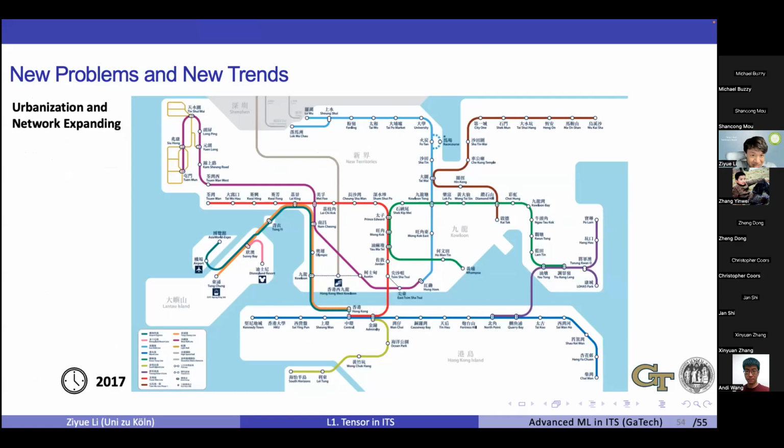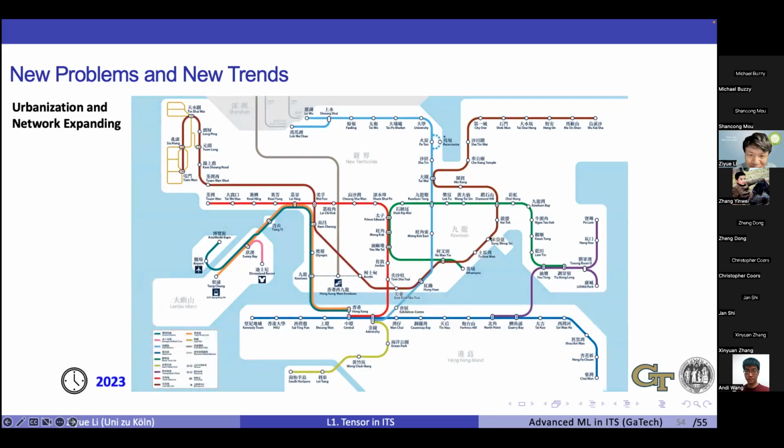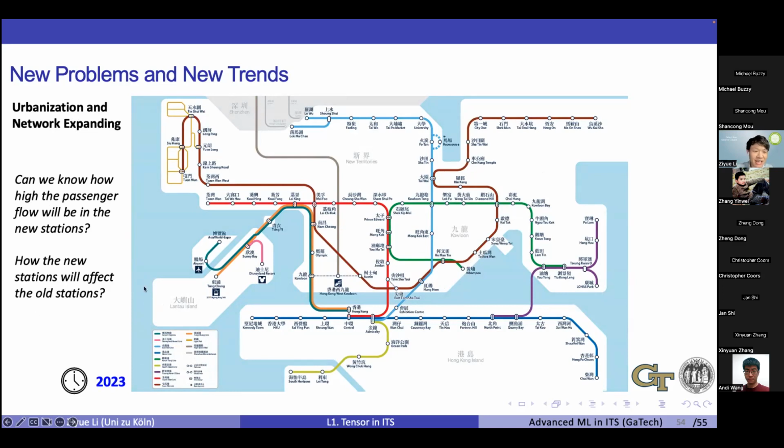And also, the metro station map we looked at was from 2017. And now after 5 years, things have already changed, and there's already a new line built. So due to urbanization and the expanding network, for the new stations, before we set them up, can we already predict how many passengers there will be in these new stations, and also how the new stations will affect the old stations? That's also quite interesting.